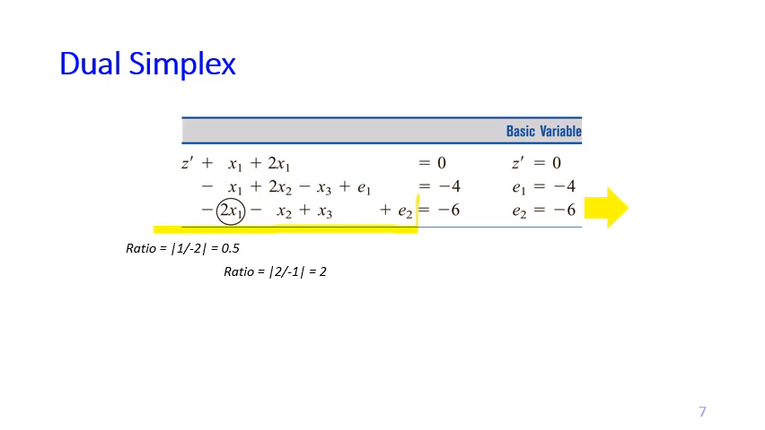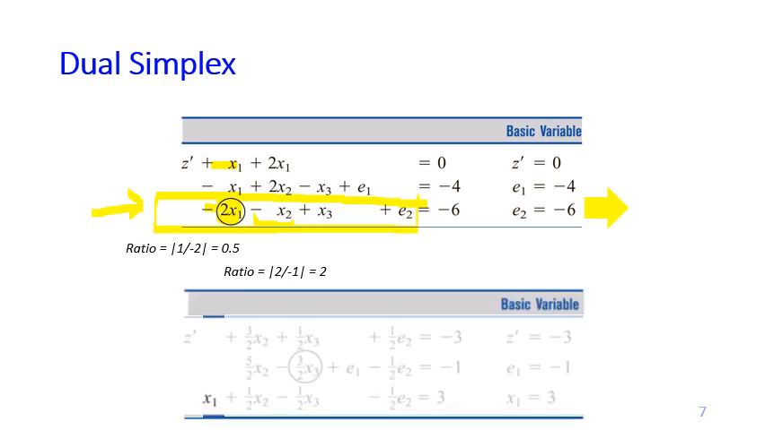Then we look at that row and notice that we have two variables with negative coefficients. So we must perform the ratio test for all the variables in this row that have negative coefficients. For x1, the ratio test is 1 divided by minus 2, take the absolute value, so it is 0.5. And then for x2 it is 2 divided by minus 1, take the absolute value, so the ratio is 2. We pick the one with the smallest ratio to become the entering variable.